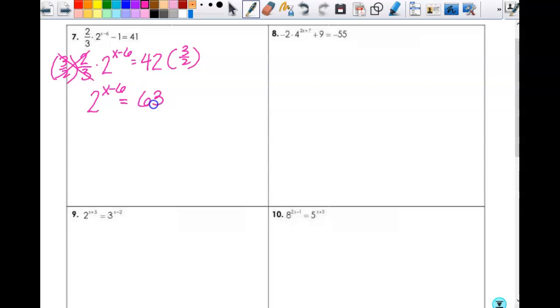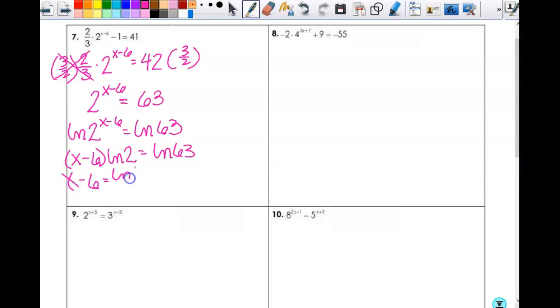63. I already did that. That's all right. So I'm going to take the natural log of 2 to the x minus 6 power equals the natural log of 63. Then x minus 6 times the natural log of 2 equals the natural log of 63. Then what would I do? Divide. So, oops, I don't need the parentheses anymore. X minus 6 equals natural log of 63 over the natural log of 2. And then x equals natural log of 63 over the natural log of 2 plus 6.